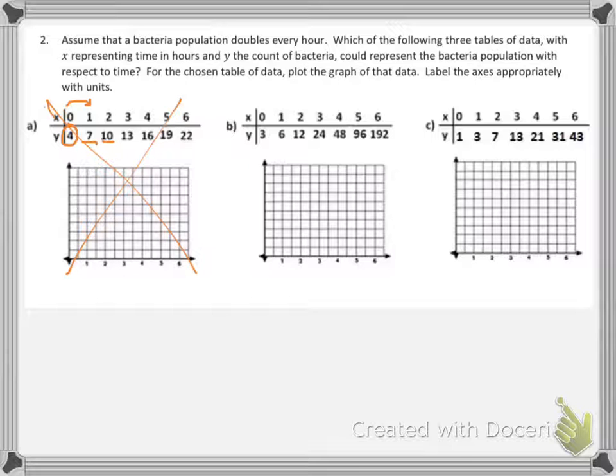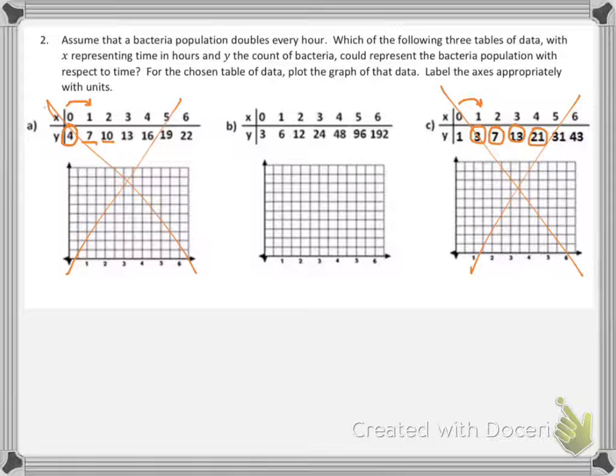Because B is the right answer, I'm going to skip to C. And after 1 hour goes by, 1 does not double to equal 3. This should be a 2. That should be a 2. And then this should be a 4, and then an 8, and then a 16. So this one is also out.